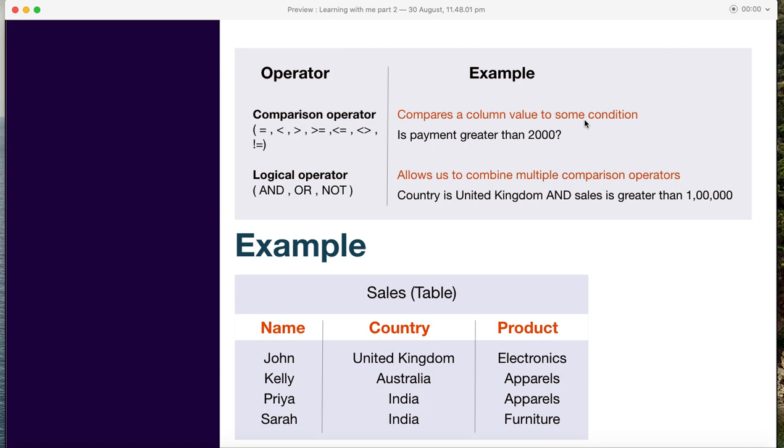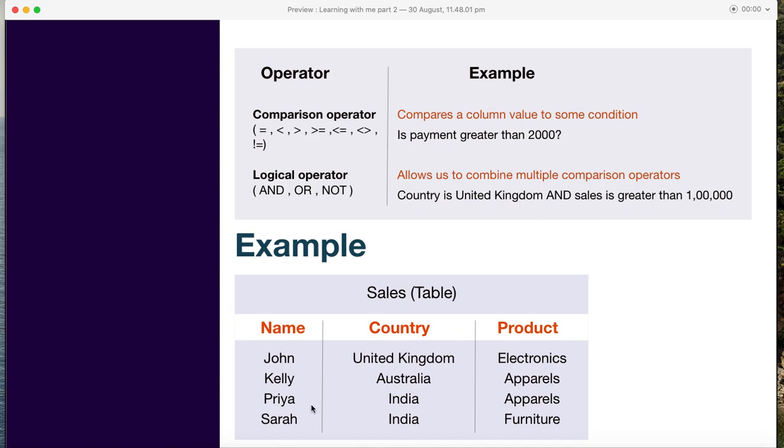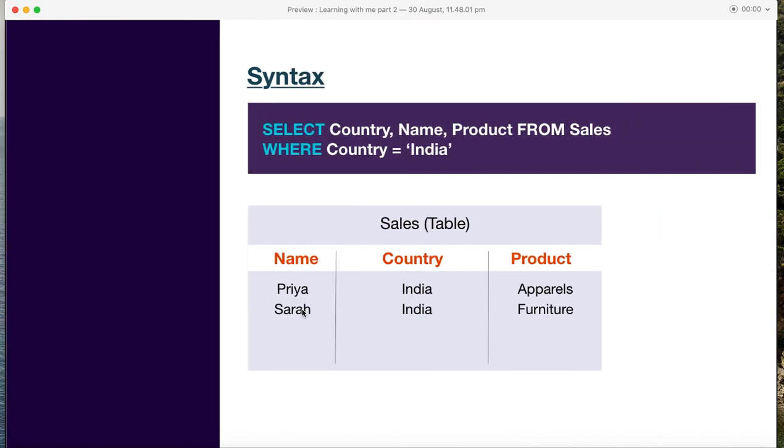Okay, so let's see it with an example. Let's say I have a sales table with customer name, country, and the product. Now I just want to filter out the country, the name, and the product, and I want these details only for countries such as India. So I provide this statement, which is select country, name, product from the sales table where country is equal to India. Out of these records, I'm going to get only the records which pertain to the country India.